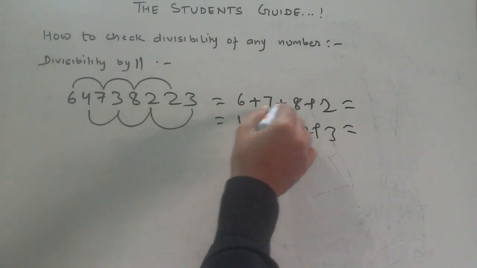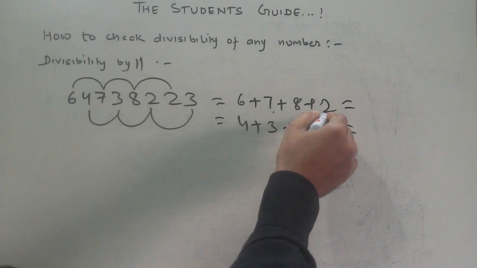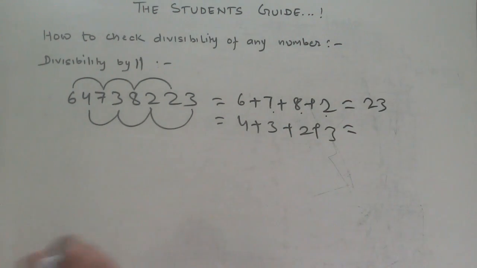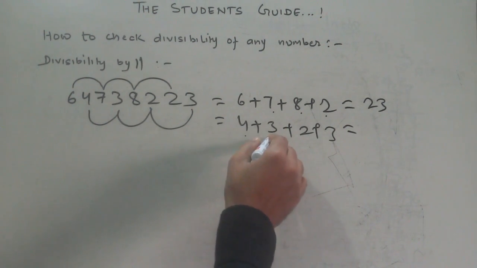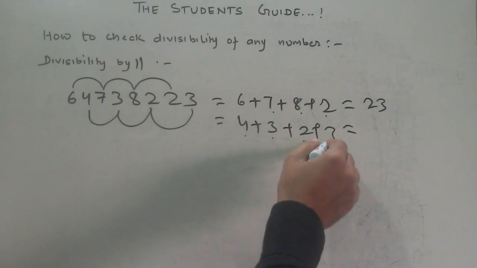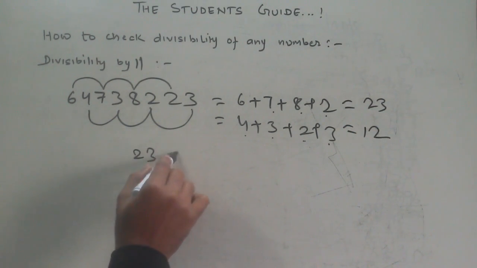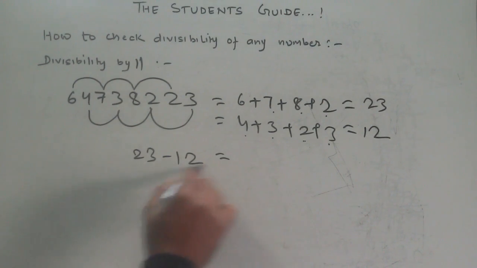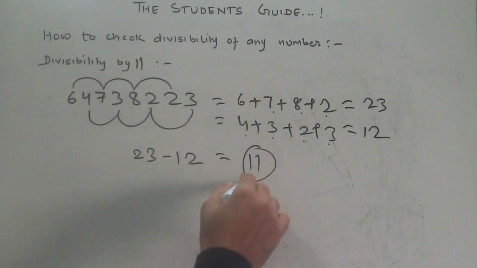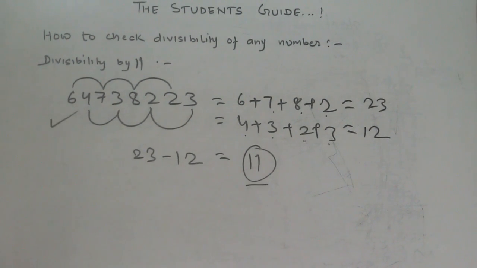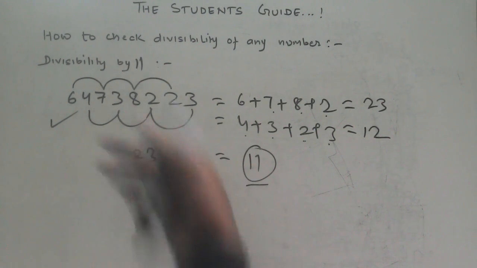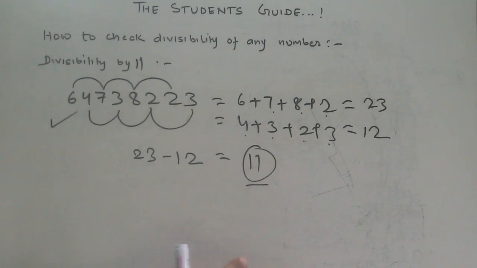6 plus 7 is 13, 13 plus 8 is 21, 21 plus 2 is 23, and 4 plus 3 is 7, 7 plus 2 is 9, 9 plus 3 is 12. And what we will do is subtract 12 from 23. So what did we get? We got 11. Since the remainder is 11, this number is divisible by 11. If this had been any number other than 0 or 11, it would not have been divisible by 11. Okay, so I hope you are clear with this.